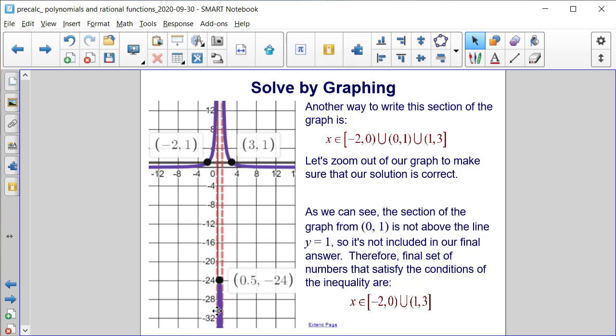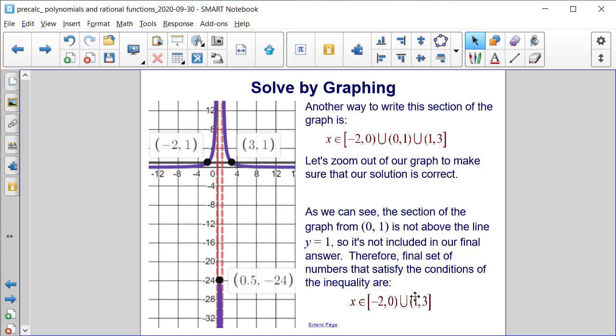So now this tells us that this middle interval from 0 to 1 that we originally had should not be included in our final solution set here, or interval set. And that's because from 0 to 1, it's not above the line y equals 1. So it should not be included in our answer.